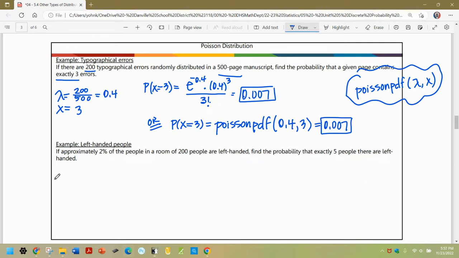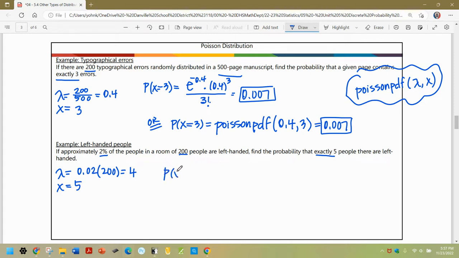All right, let's do another example. If approximately 2% of the people in a room of 200 people are left-handed, find the probability that exactly 5 people there are left-handed. Okay, so my x and my lambda. My lambda is my incidence. If 2% of those 200 people are left-handed, that means 4 people are left-handed. So we have 4 left-handers. My x value, I'm looking for exactly 5. So my x is 5.